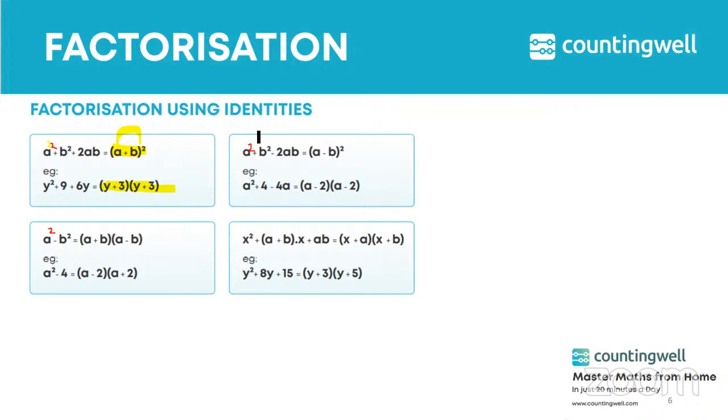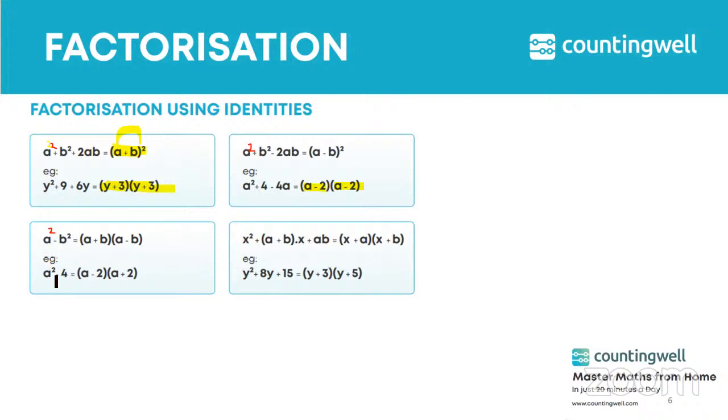Now let us apply this identity. We have one term square plus other term square minus 2 times the product of the two terms. So here you can see it is a square plus 2 square minus 2 into a. Okay, so here we have (a minus 2) into (a minus 2) as a factorization.